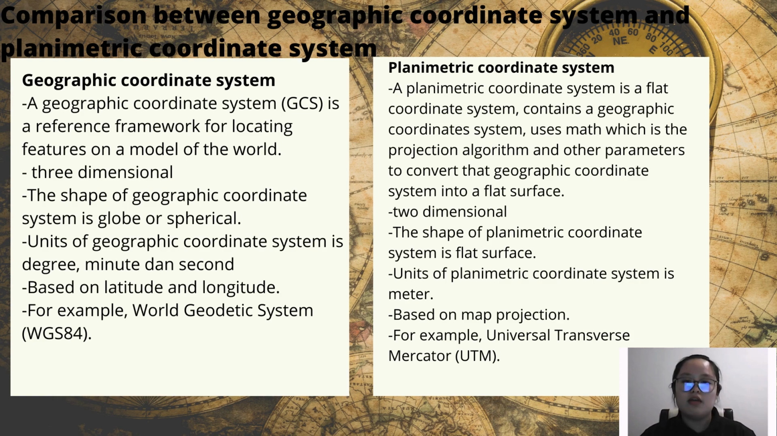Planimetric coordinate system. A planimetric coordinate system is a flat coordinate system containing a geographic coordinate system. It uses a map projection algorithm and other parameters to convert the geographic coordinate system into a flat surface as two-dimensional, and the shape of the planimetric coordinate system is the flat surface. The unit of the planimetric coordinate system is a meter and is based on map projection. And for example, Universal Transverse Mercator, UTM.